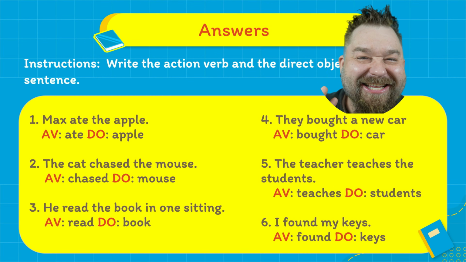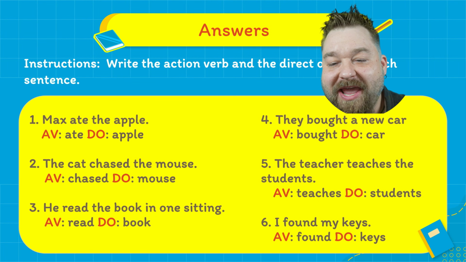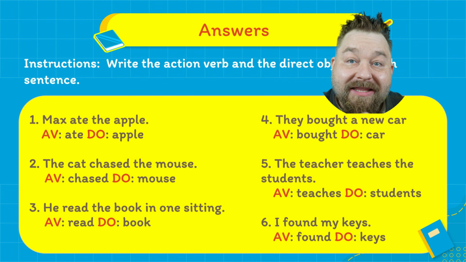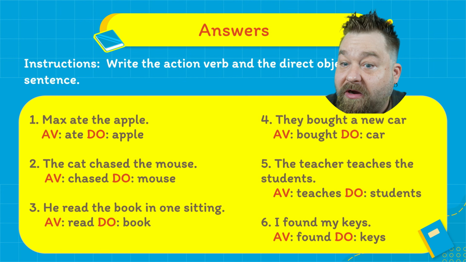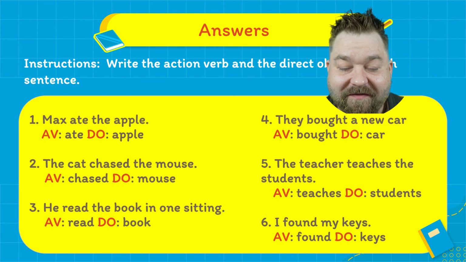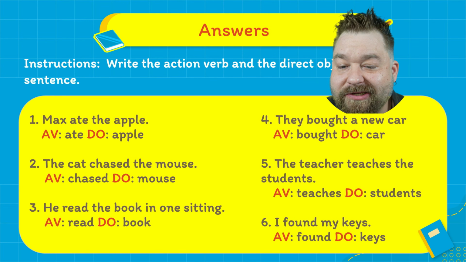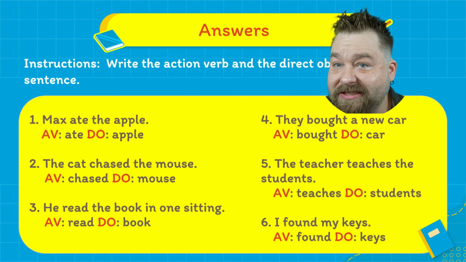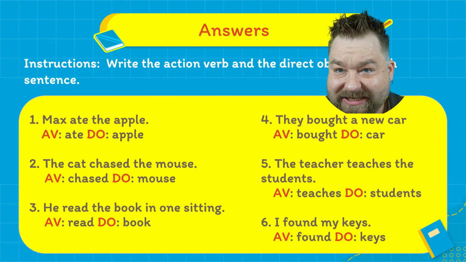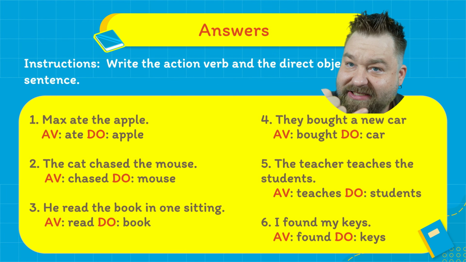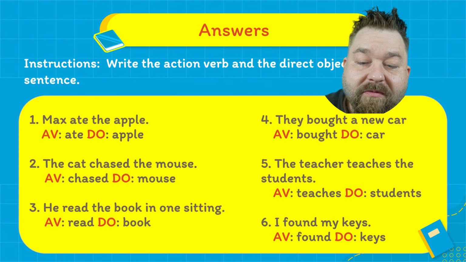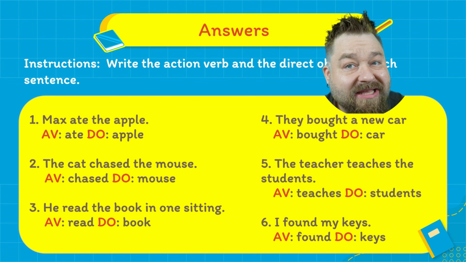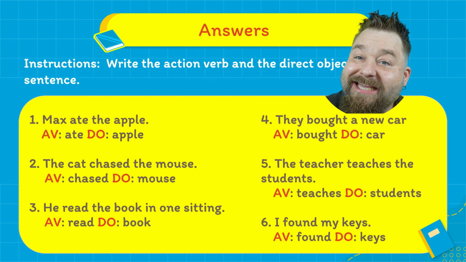Number 4, they bought a new car. What did they buy? They did something. They bought a car. Number 5, the teacher teaches the student. Our verb is teaches, and our direct object is students. Exactly. And number 6, I found my keys. What happened? I found something. What did I find? Keys. Awesome job.